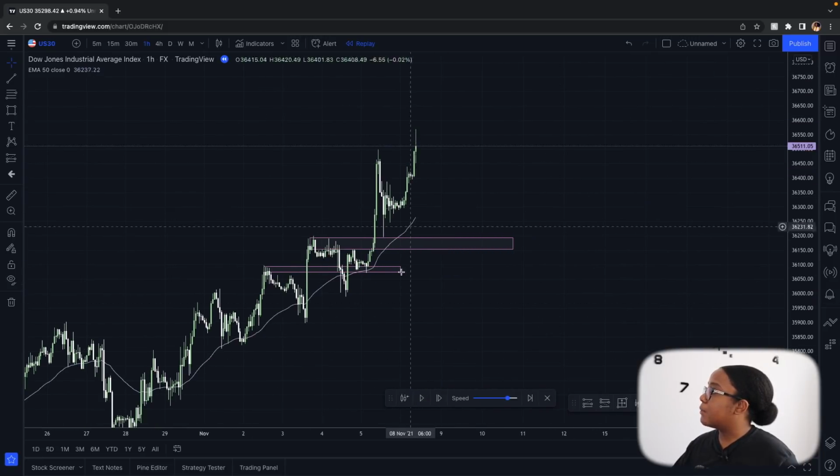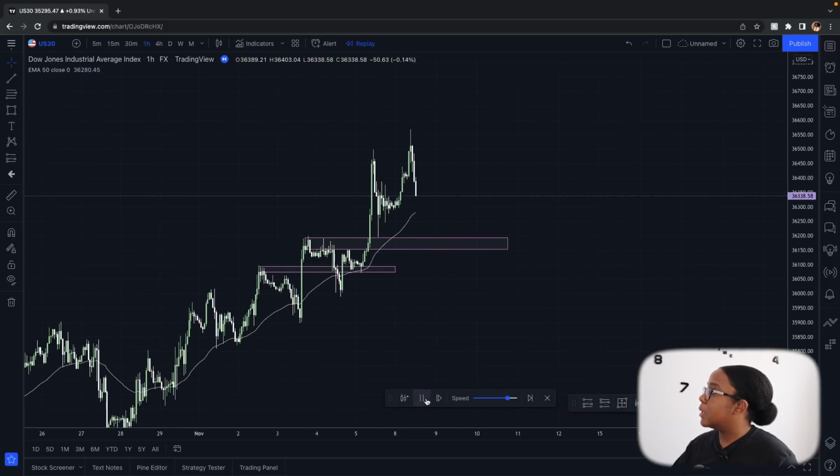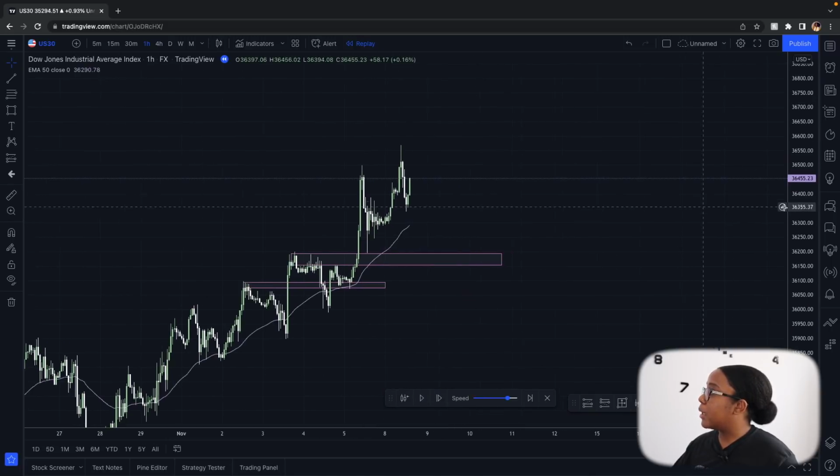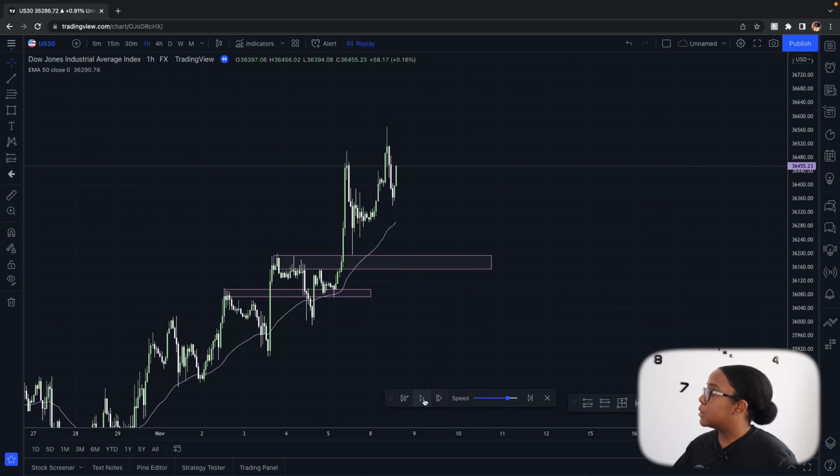Wow, it's just breaking to the upside really strongly. It swings high and then it just pulls back so strongly. But we are still going up, you know, higher low, higher high structure is definitely there. Higher lows, higher highs.